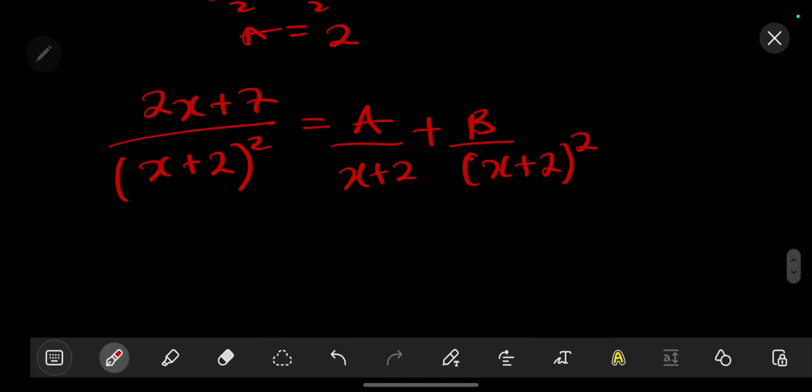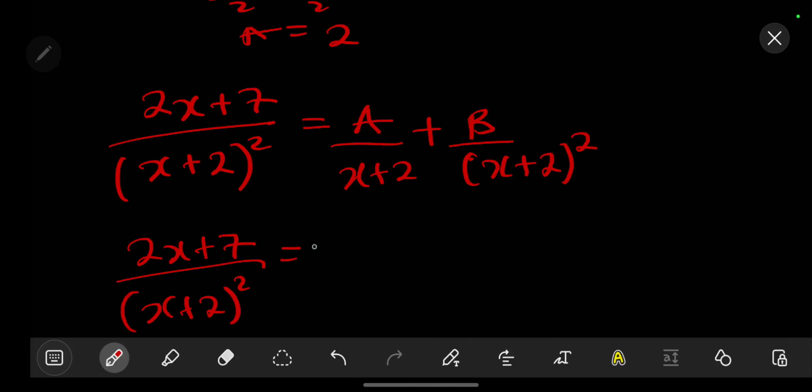So what we have here is, we are just going to substitute. We have 2x plus 7 over x plus 2 to the power 2 equal to, where a is, we put 2 over x plus 2.